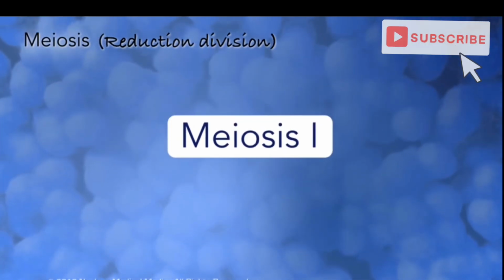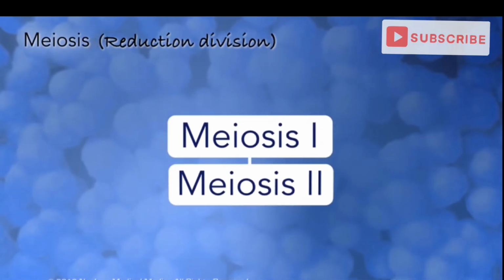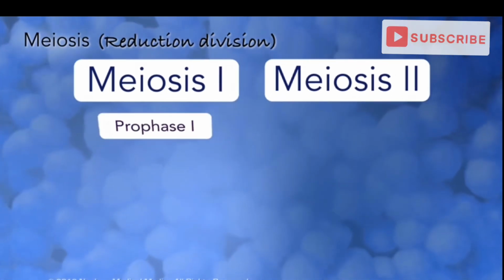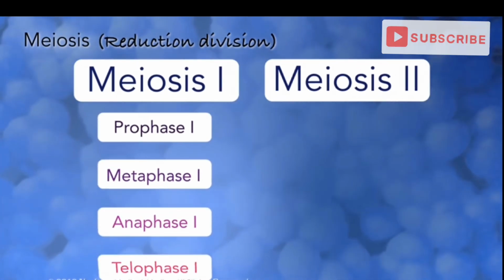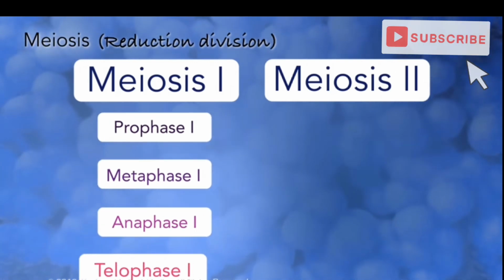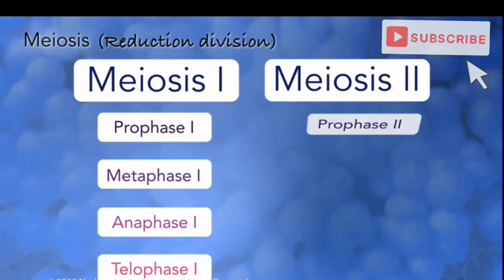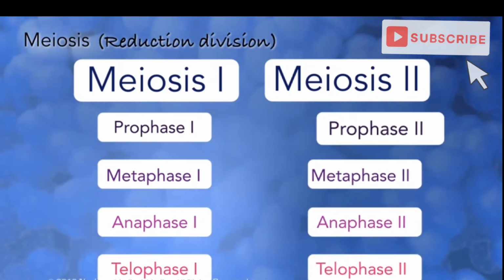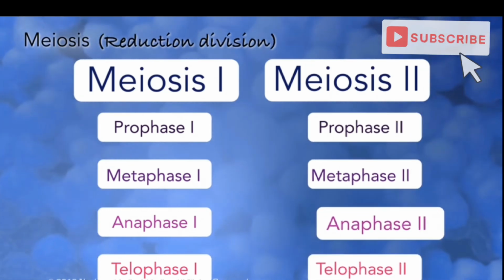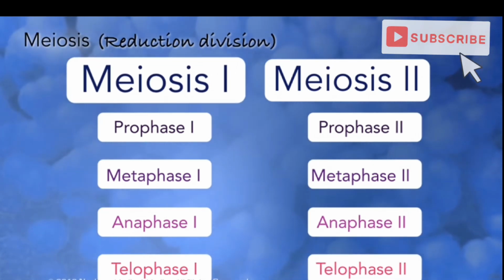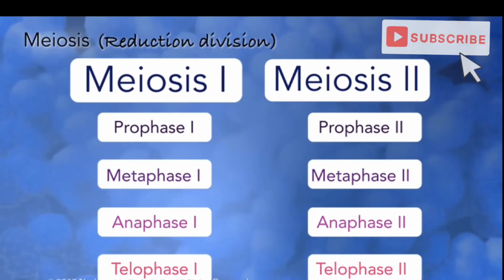Meiosis is broken down into two stages of cell division, called meiosis I and meiosis II. Meiosis I has 4 phases: prophase I, metaphase I, anaphase I, and telophase I. And meiosis II also has 4 phases: prophase II, metaphase II, anaphase II, and telophase II. Let's look at what happens during meiosis I.